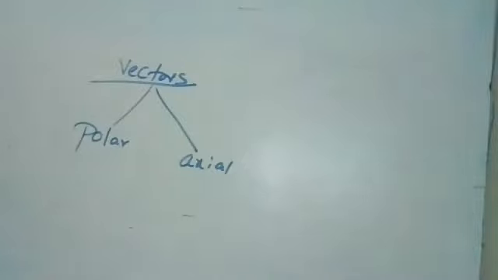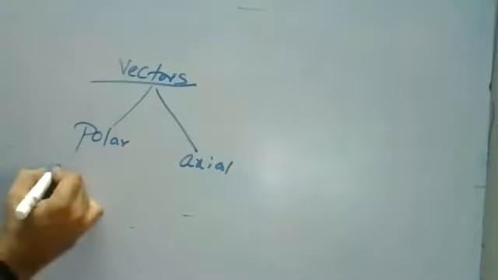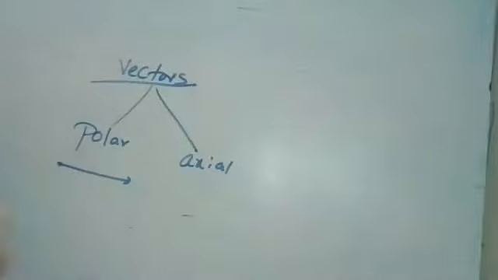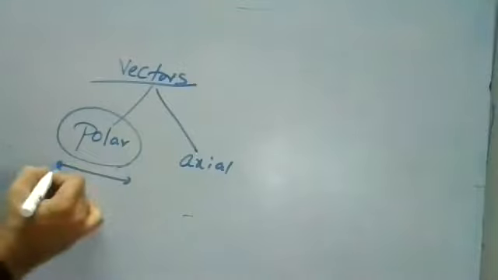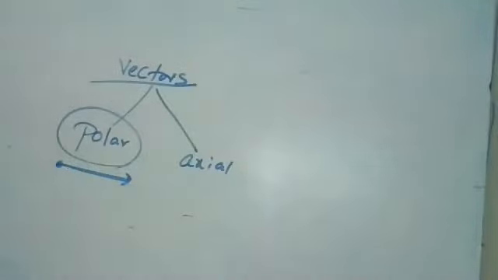Polar vectors have a starting point, and they travel in a straight line. Straight line applications are what we call polar vectors. You can think of force, for example. Whenever anything is related to a straight line, it is your polar vector.